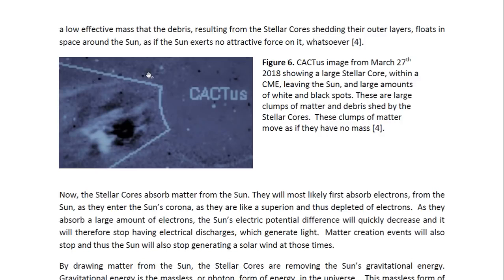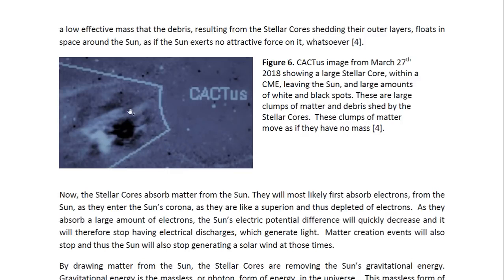So these objects must be quite close to the sun. They're just floating around as if the sun exerts no force on them. And this shows that this material is mainly debris that comes from the stellar cores, because they shed their outer layers, because these outer layers are just shells. They are matter with very little gravitational energy. So they do not exert an attraction on anything else. They just float around.